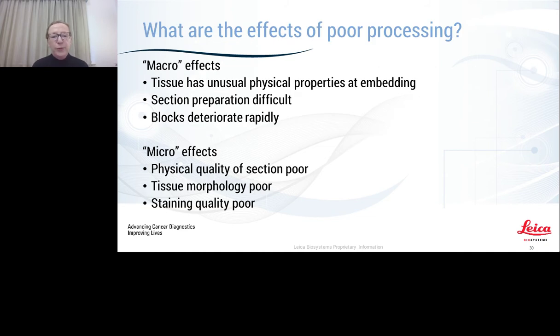So what are the effects of poor processing? So first of all, there is the macro effects, where the tissue has an unusual physical properties at embedding. Section preparation may be difficult and blocks might deteriorate rapidly. Then there's the micro effects, which is the physical quality of section is poor, the tissue morphology is poor, or the staining quality is poor.